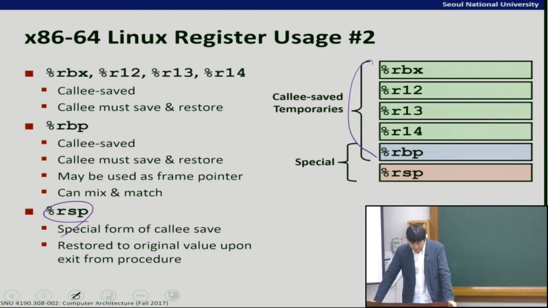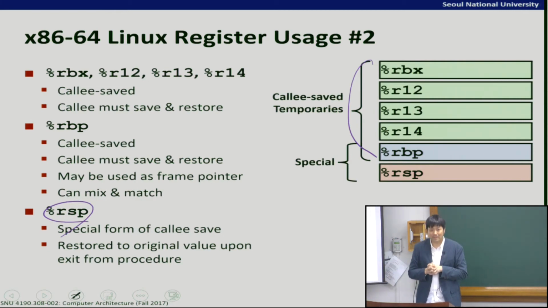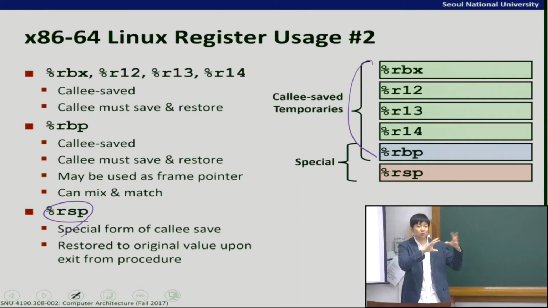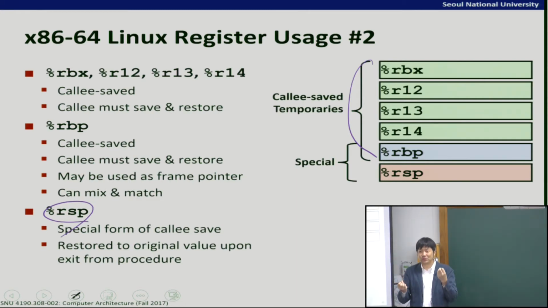And RBP is also generally callee saved, but it may or may not be used as a stack frame pointer. If it's not used as a stack frame pointer, then you can use it as a general callee saved register. Okay. Does everyone understand the notion of caller and callee saved registers? It's a convention between the caller function and the callee function, about which registers will preserve their values before and after the call, and which registers don't have to preserve their values before and after the call.